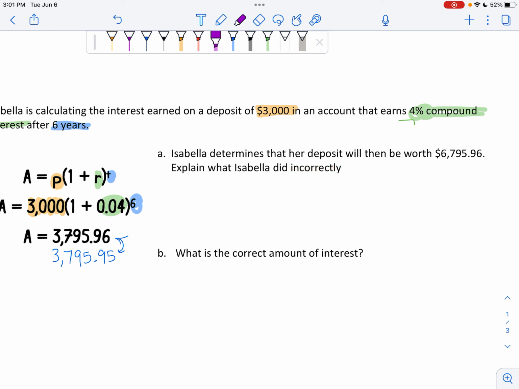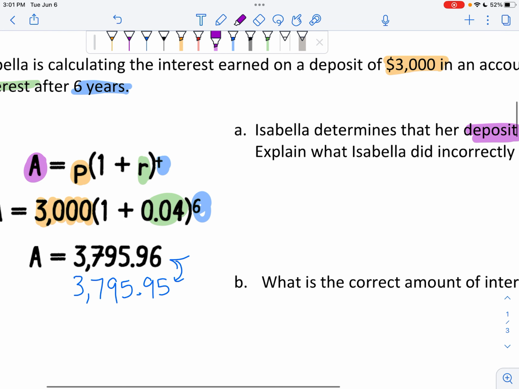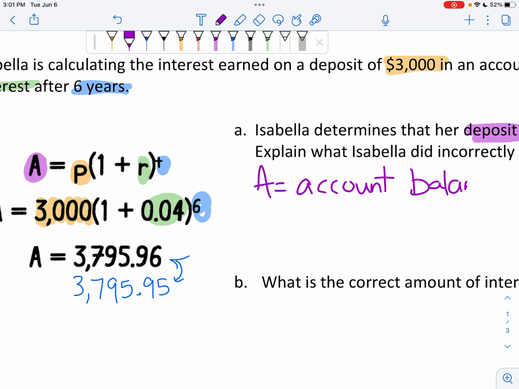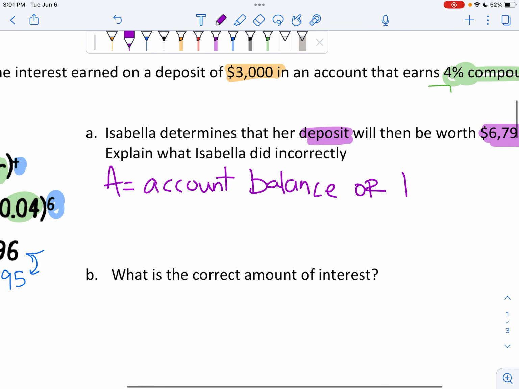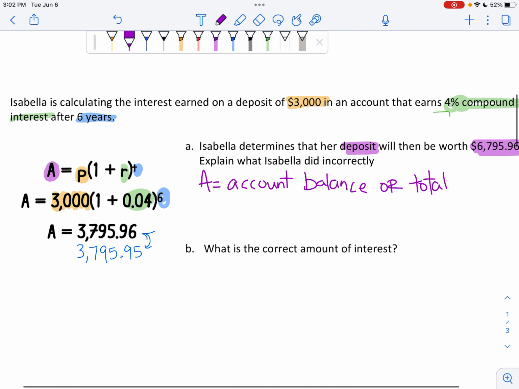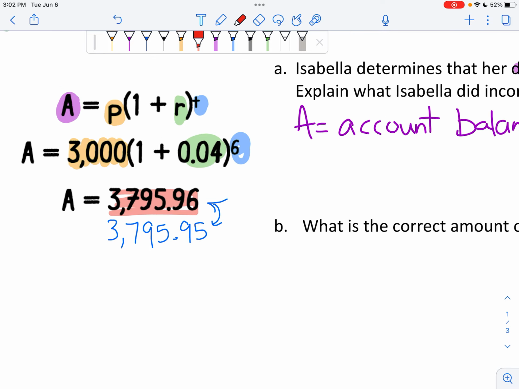She says that her deposit is worth $6,795, but it's not. Do you remember what the A meant? I do. A means account balance. It's the total money. That's the principal plus the interest. So what this says is that the total money she has is $3,795.95, right?